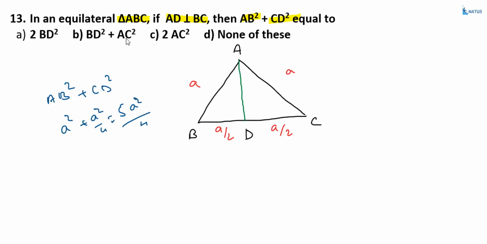Or, if you observe carefully, here AB square, here AC square, these two are the same. Here CD square and here BD square, these two are also the same. So, no need to write down all these things. Option B is the correct answer.